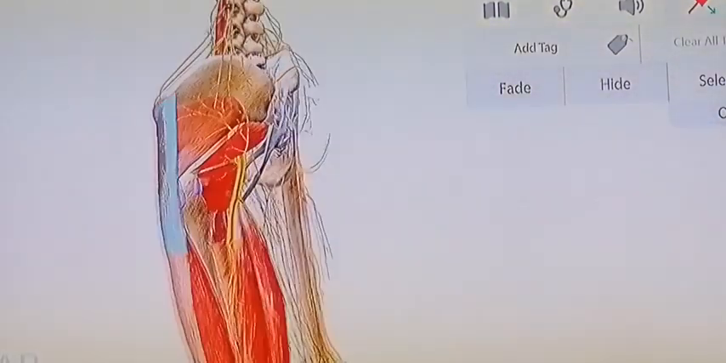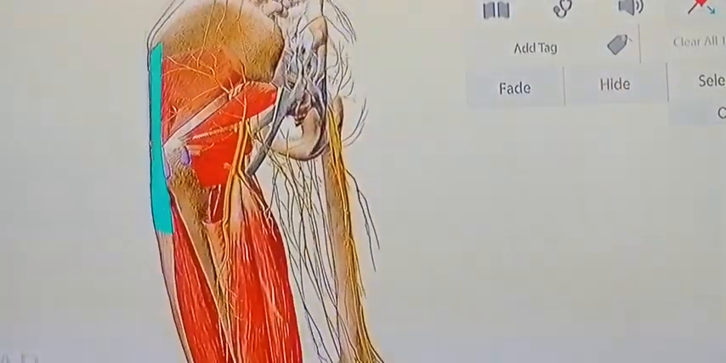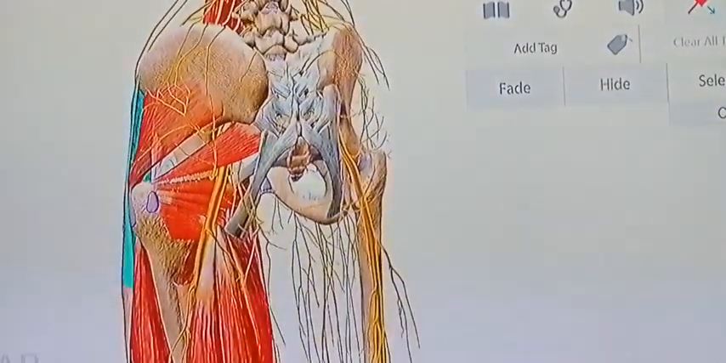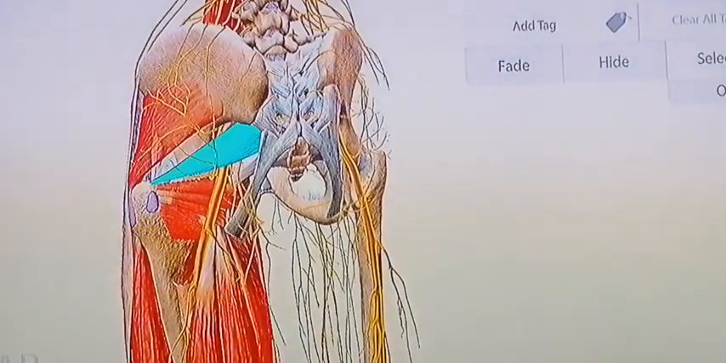Now I am talking about the second group. It's a small group of muscles found deeply, and firstly I am talking about the piriformis muscle. This is the piriformis muscle. Its origin is from the anterior surface of the sacrum and it passes through the greater sciatic foramen, with insertion in the greater trochanter.